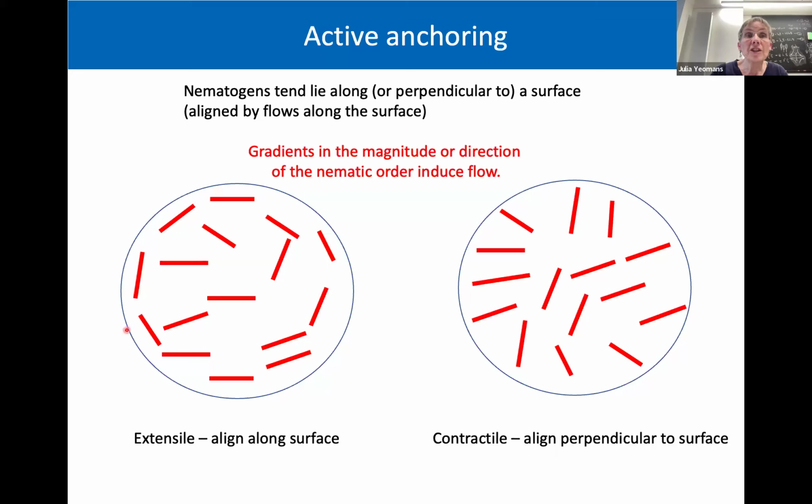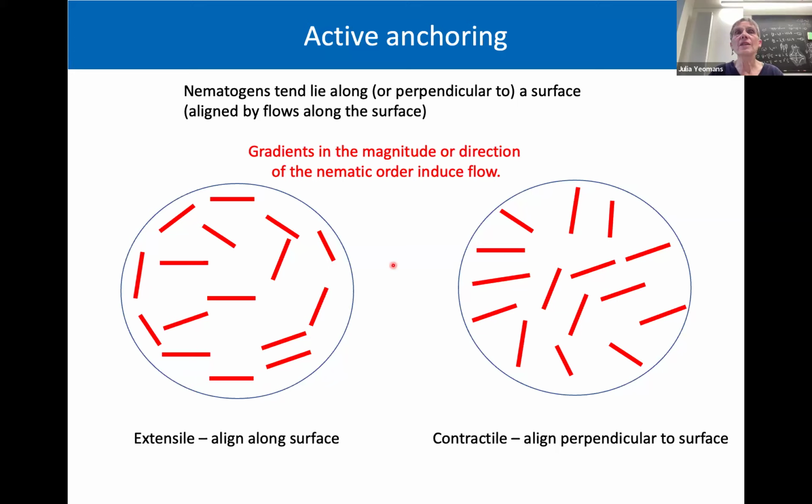So here I've got nematogens confined in a container. This is an extensile system, and you can see that they tend to align along the surface. In this one, which is a contractile system, they tend to align perpendicular to the surface. And the reason for that is active flows again, because at the surface, here it's nematic, and outside it's not nematic, so the magnitude of the order decreases across the boundary. You have gradients in the order. Usual story, gradients in the order give you flows, and those flows are what is lining these things up.